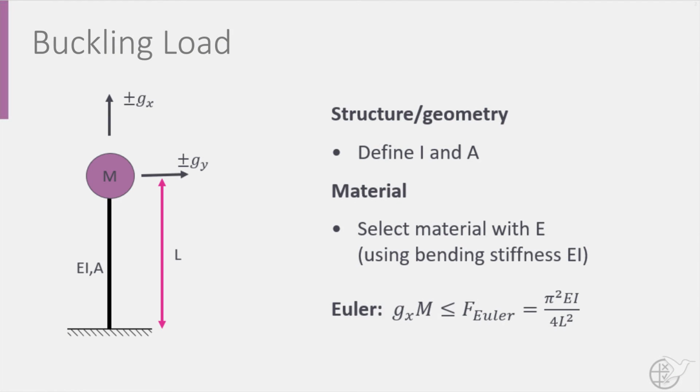The second criteria that must be met is the buckling load. Again, based on the minimum natural frequencies, determine values for A and I and then select a material. Using the Euler buckling criterion, determine whether the launch load in axial direction, Gx times the weight of the spacecraft, is smaller than the specified buckling load of the structure you designed. If your design meets all these requirements, it is one step closer to being launched.